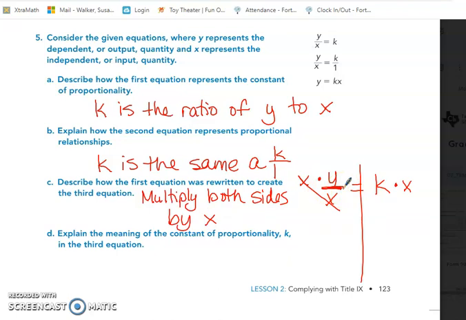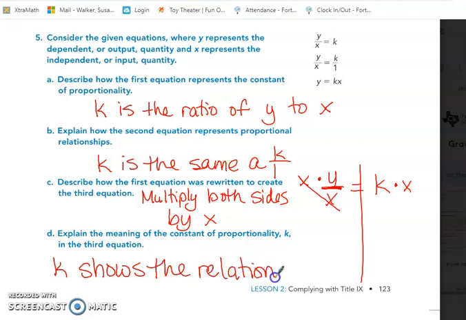And then it says, explain the meaning of the constant of proportionality in the third equation, okay? It's basically just like this one, okay? K shows the relationship between Y and X. Okay. I know this is all kind of abstract. We're just kind of getting the gist of this. So hopefully you got a little bit of this. I don't think you probably got all of it, but hopefully you got a little bit of it.